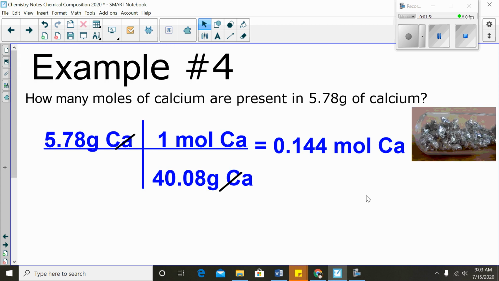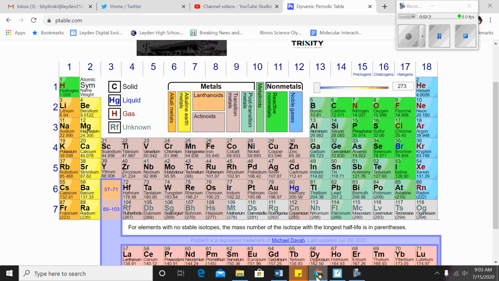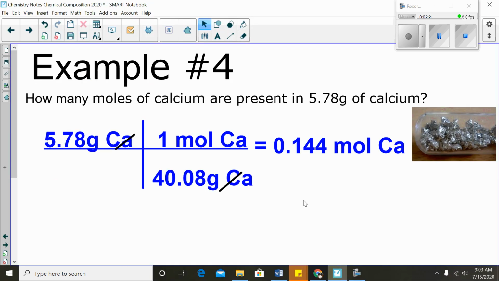All right, how about example 4? How many moles of calcium are present in 5.78 grams of calcium? So here's some calcium. Now you have a small amount of calcium, and I'd like to know how many moles that is. This is actually less than that molar mass on the periodic table, so my answer should be less than 1 mole. But let's prove it. You're going to start with 5.78 grams of calcium, and if you look up calcium on the periodic table, it's 40.078 grams. And we know that that's comparable to 1 mole. That's the conversion factor. So you're going to put your 40.08 grams on the bottom of this t-square so that it cancels with the grams of calcium that you started with, and you're left with mole.